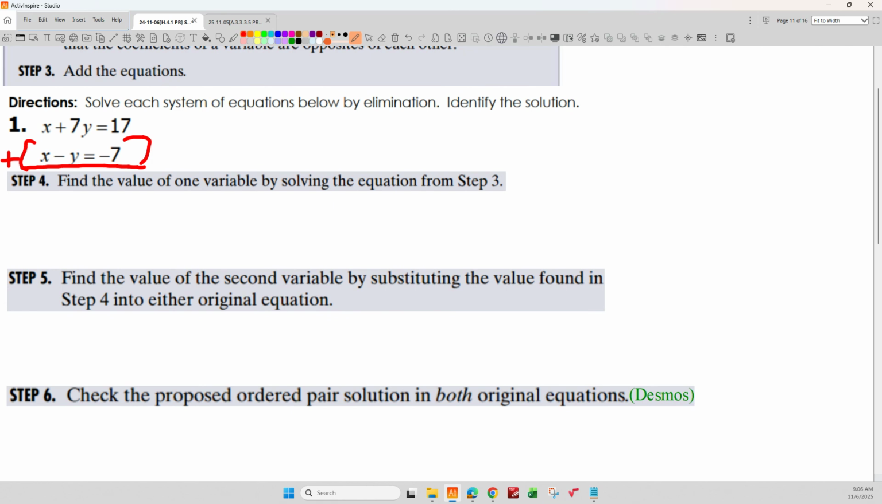I have to do something to at least one of those equations so that either the x's or the y's will cancel. Any ideas? Okay, yeah, I could multiply, say, the bottom equation by -1. If I distributed a -1 through the bottom equation, let's see what happens.